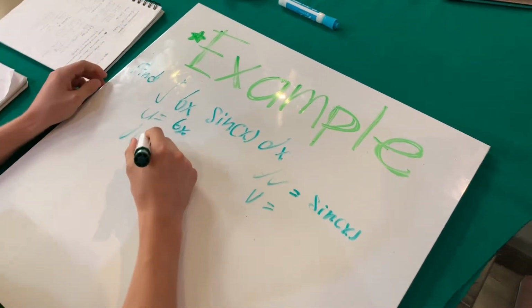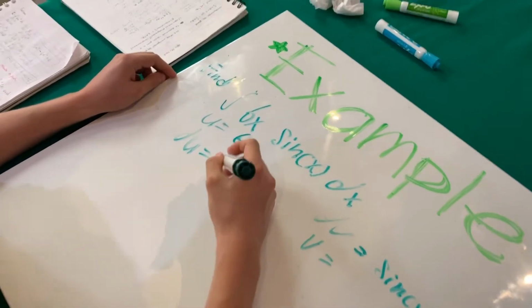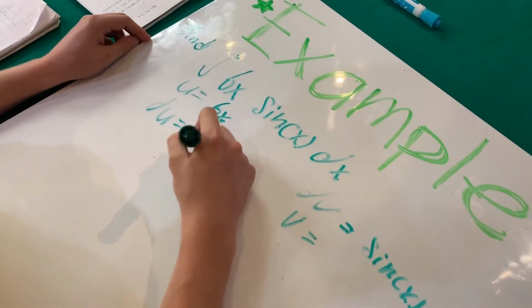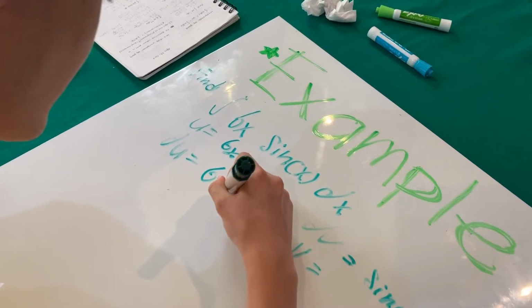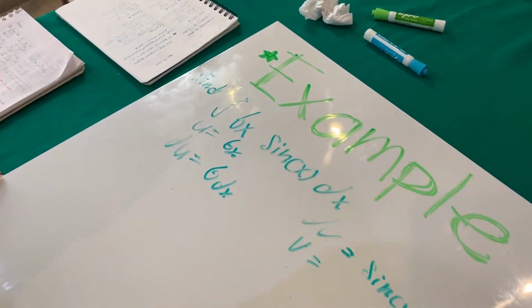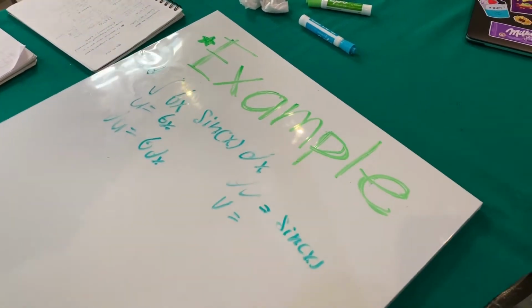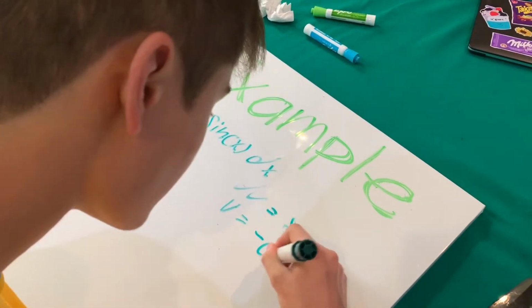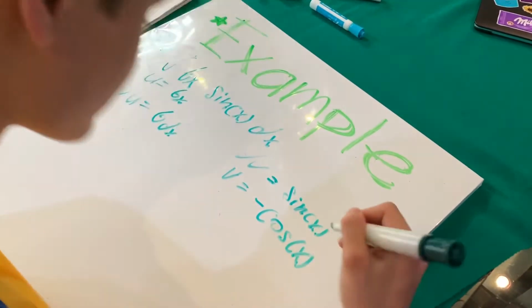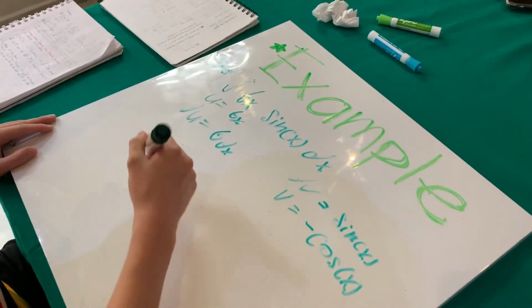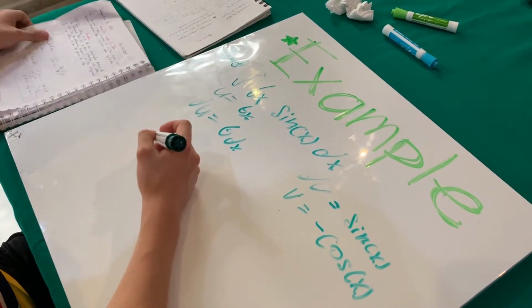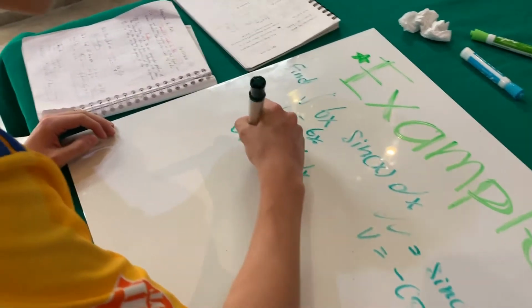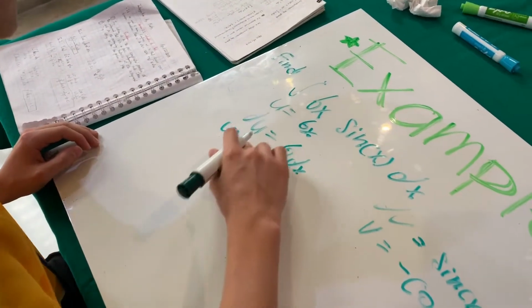So we get the derivative of 6x, which is 6 dx. And then we get the integral of sine, which is negative cosine of x. Now we need to do, according to the original formula, our values.